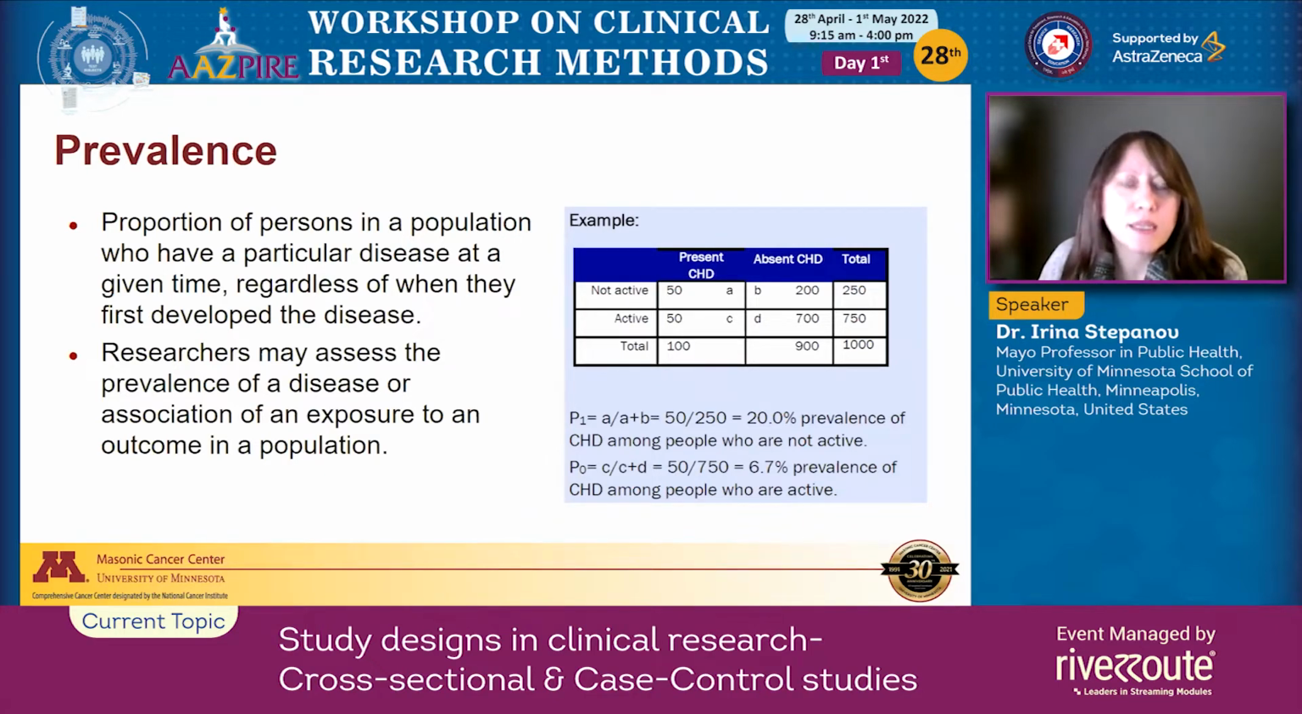And in the same study, you would have a cohort of people who are actually active. And in that case, you divide 50, where disease is present, by the total number of 750, and you get a prevalence of disease at 6.7%. So this is just a simple hypothetical example of how prevalence is assessed.